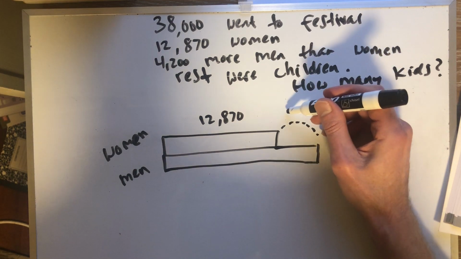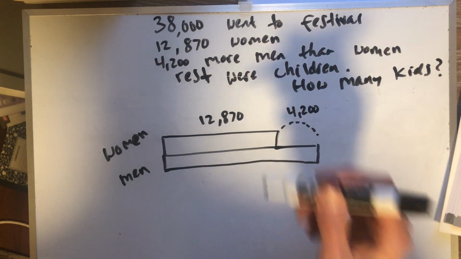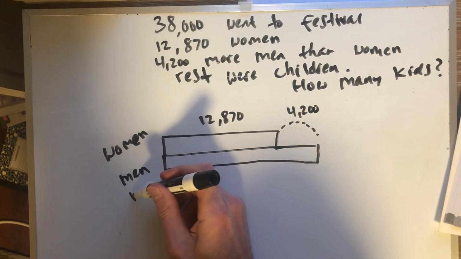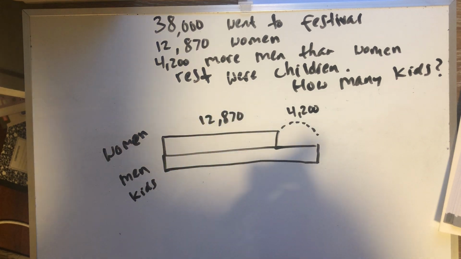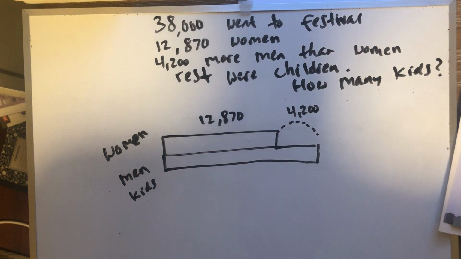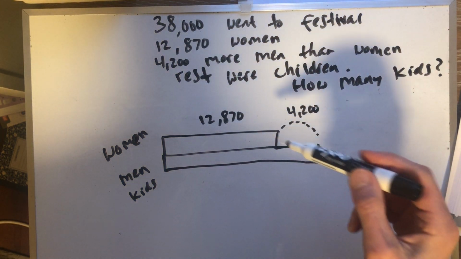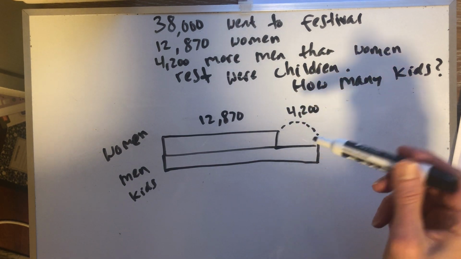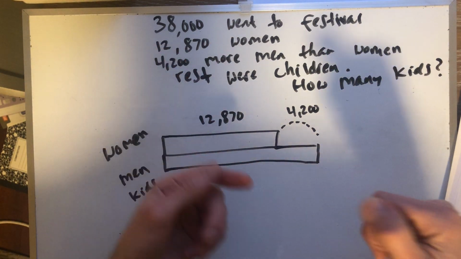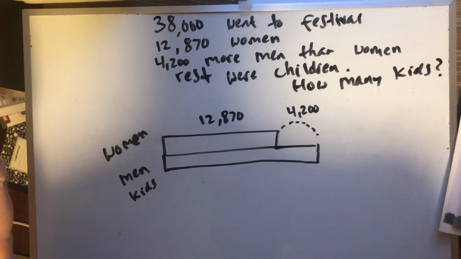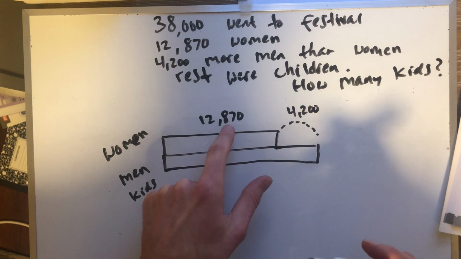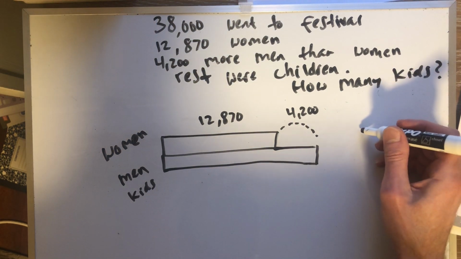Okay, so this little area here is worth 4,200. And then some kids went too. And how many kids? We don't know how many kids yet. This is going to be the kids down here, but that's what we want to find out. So first of all, here's what we need to do, you guys. We need to find out how many men went, because we know 38,000 were total, right? So if we subtract the adult men and the adult women, then we'll find out how many kids went. So let's find out how many men went. Well, we know it's more than 12,870. In fact, it's this much more. So let's add them up, and we'll find out how many men went.